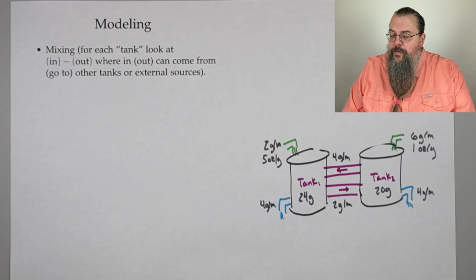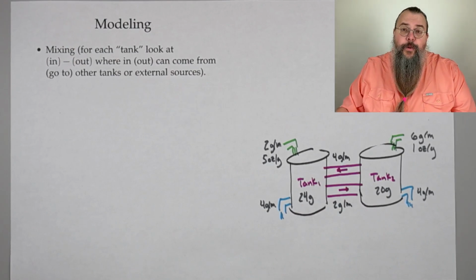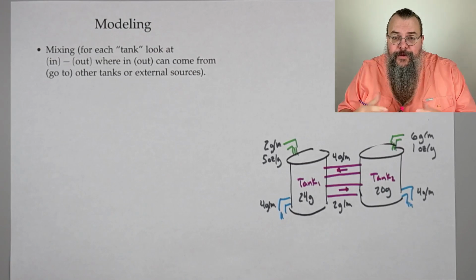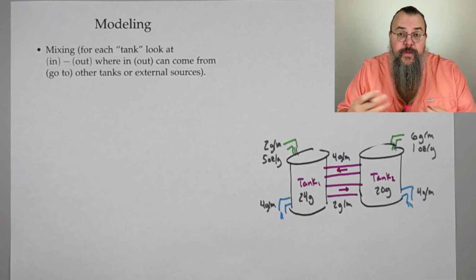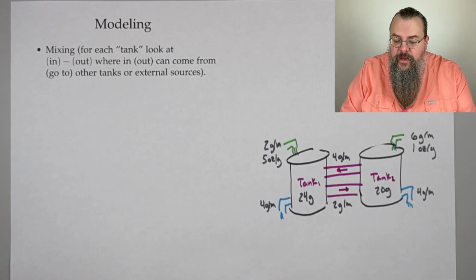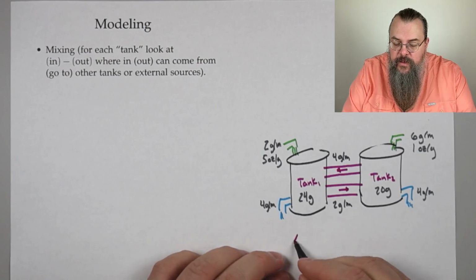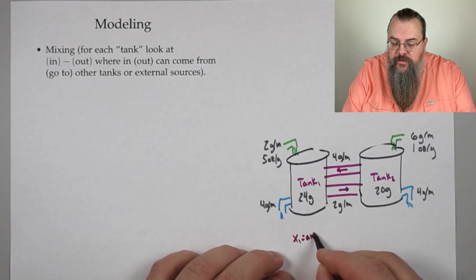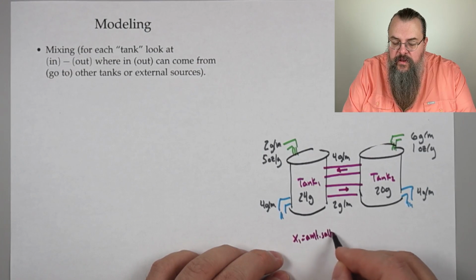Now, what do we do? Well, when we're trying to model, we make up equations and variables. Let's have x1. This is the amount of salt in tank 1.